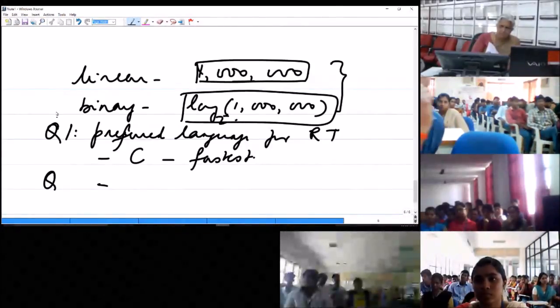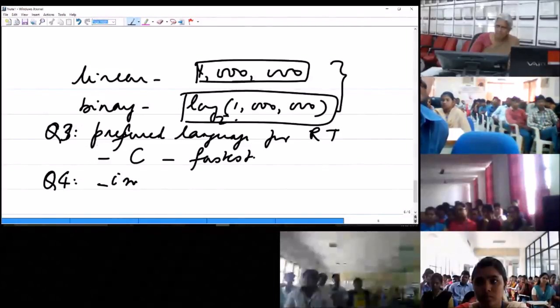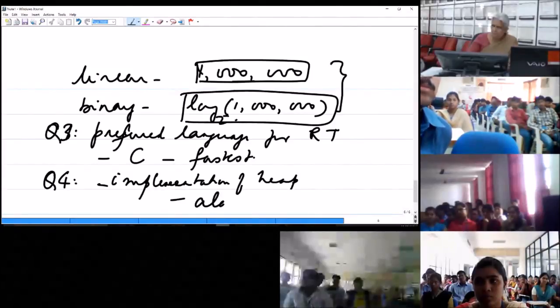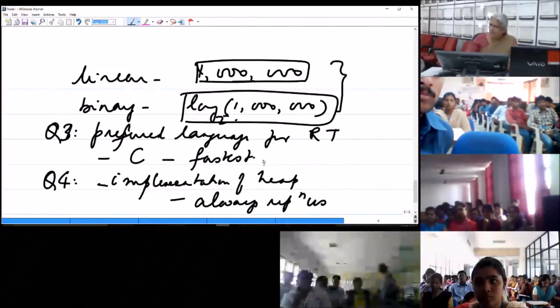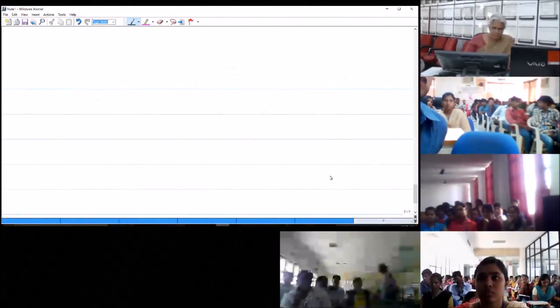Next question, question four, implementation of heap. Using an array. If you always implement a heap using an array, that's the most beneficial. Okay. Then the next question, five.